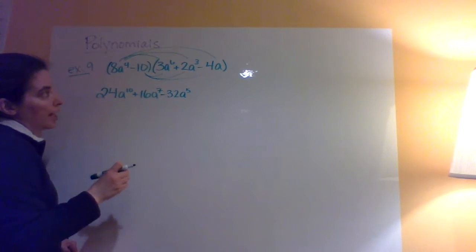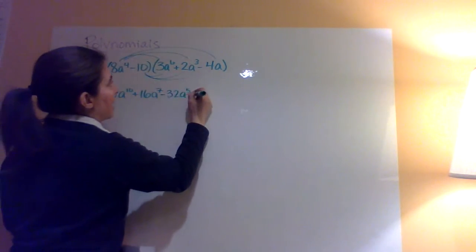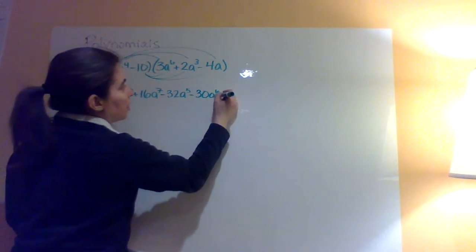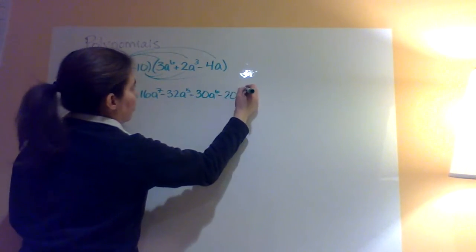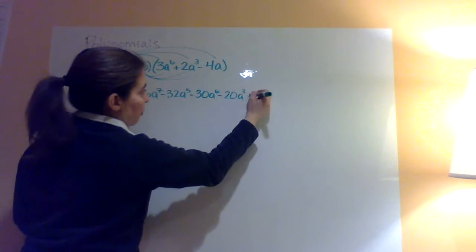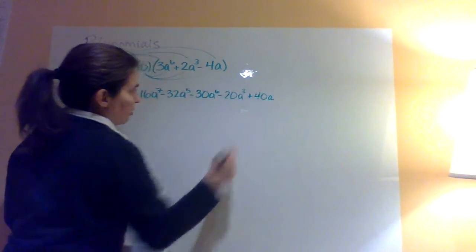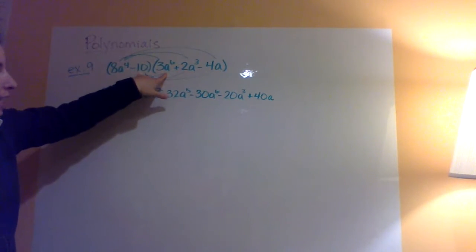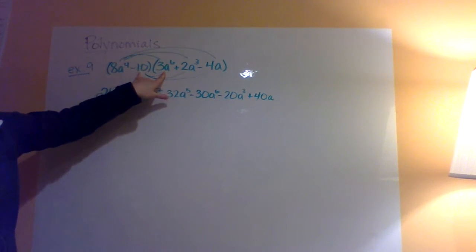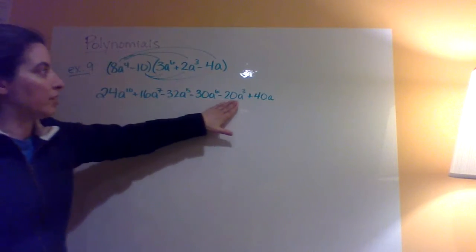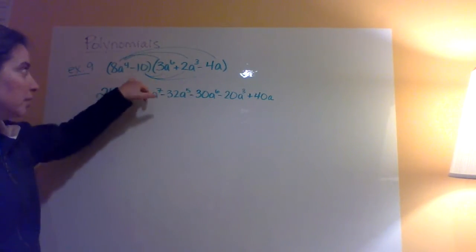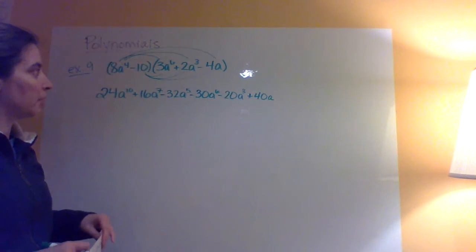Then I'm going to multiply negative 10 by all of those, so I get negative 30a to the 6th, negative 20a to the 3rd, plus 40a. Because there is no a here, I'm not adding anything to that exponent. So each of those just has the same exponent they started out with. Just the coefficients are multiplied by negative 10.